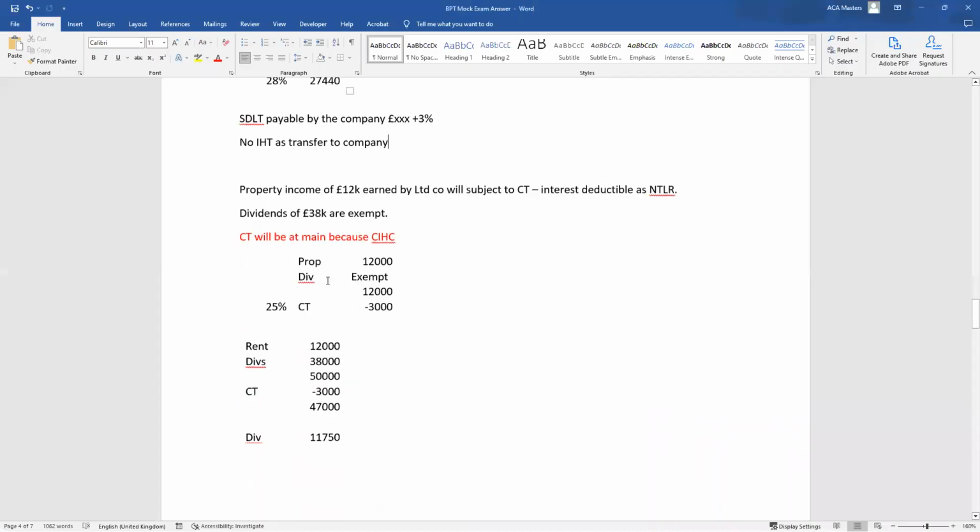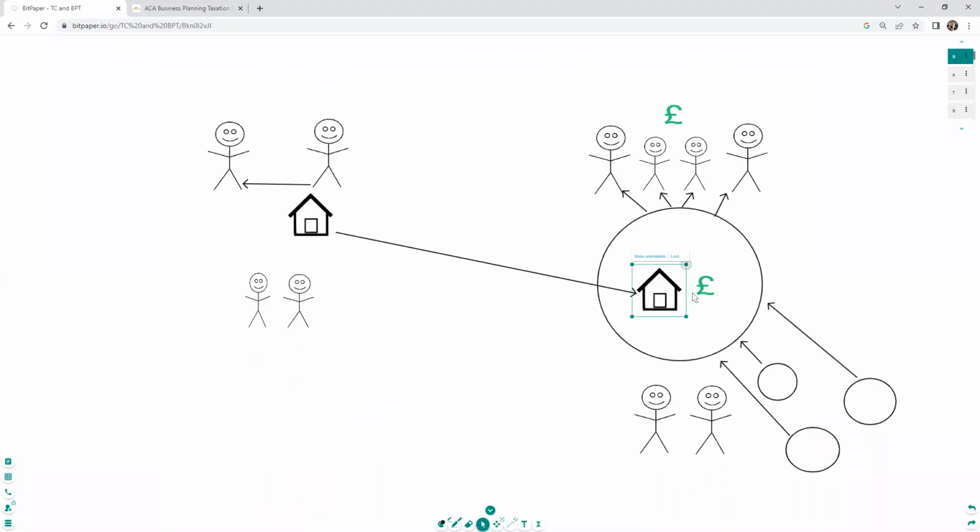So the parent had a gain there. Then we had a company which had a property in it and a portfolio of shares. It received dividend income. We know dividend income for companies is exempt, and it had property income. Now, because it was a close investment holding company, it would all be at the main rate of corporation tax.